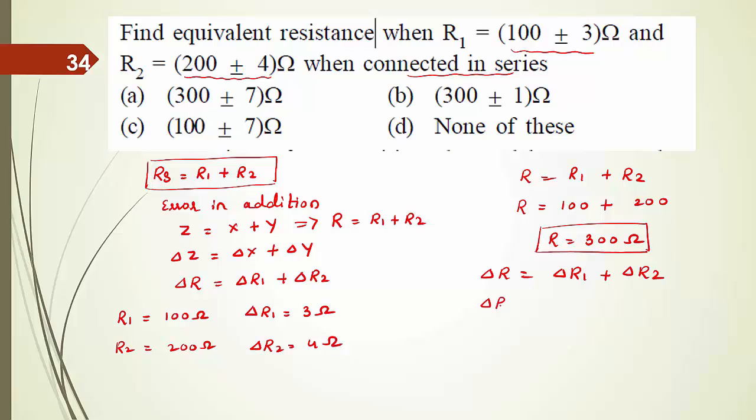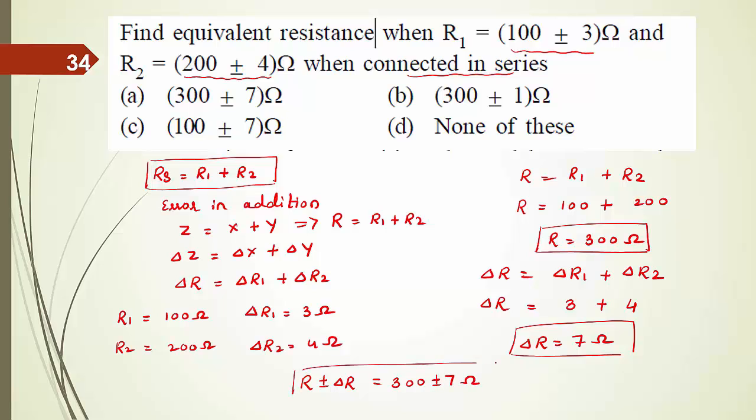Substitute the value. Delta R equal to delta R1 is given 3 plus delta R2 is 4. So delta R equal to 4 plus 3 will be 7 ohm. Then how to write the final answer? R plus or minus delta R is equal to 300 plus or minus 7 ohm. So this is the final answer. Now you can check the options. 300 plus or minus 7 ohm means option A is right answer.